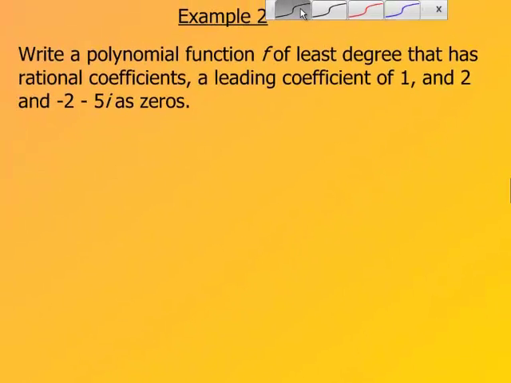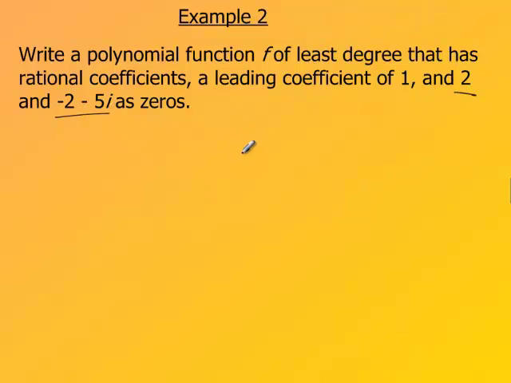So let's look at an example here where this would come into play. This problem simply states we're going to write a polynomial function f of least degree that has rational coefficients, a leading coefficient of 1, and 2 and -2 minus 5i as zeros. So we're going to have a leading coefficient of 1. That's the only leading coefficient we'll deal with in these particular problems. But we know we have two zeros here, 2 and -2 minus 5i. So a real number and a complex number.